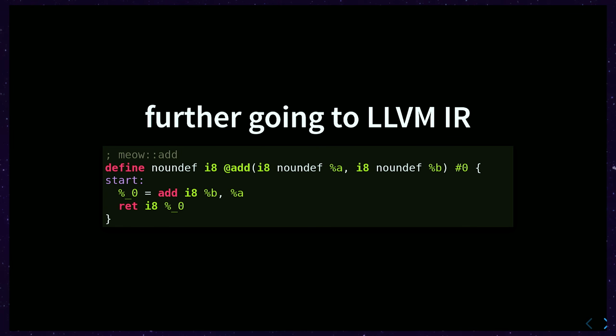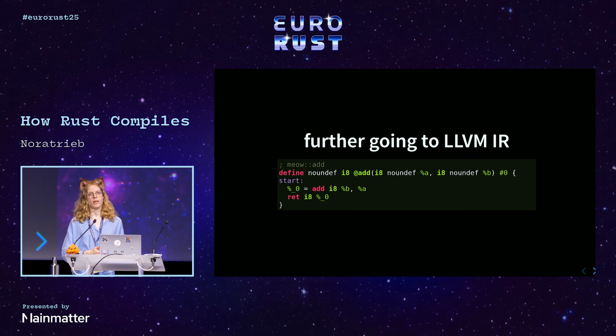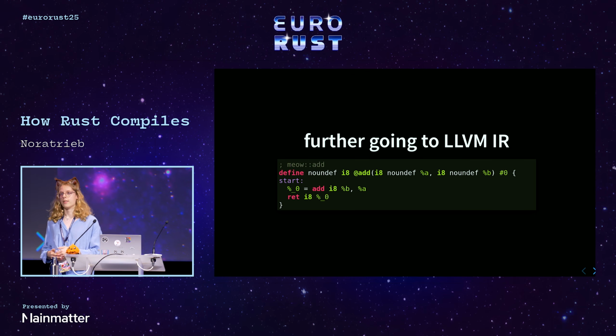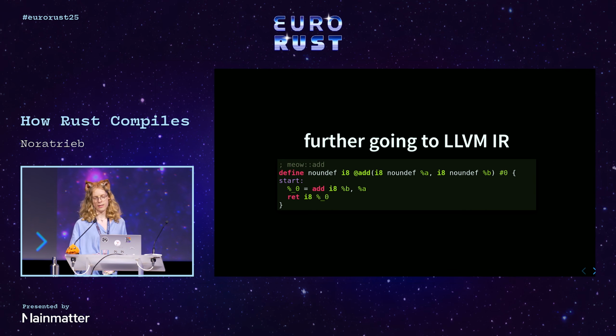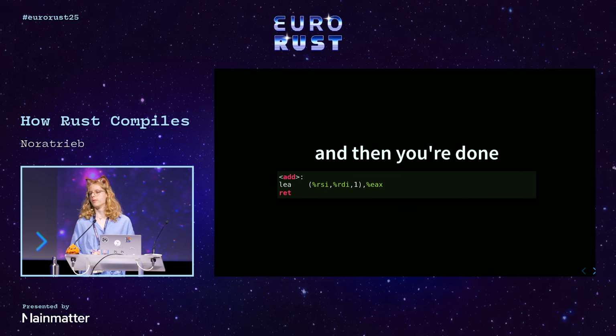LLVM is a code generation backend that's used by many different compilers, for example, rustc, but also Clang, Julia, Swift, and many more. And LLVM takes in this LLVM IR, which it then optimizes in many, many different ways, which is one of the large reasons why Rust is as fast as it is, because LLVM just does all of these crazy optimizations. After that, LLVM will emit machine code, like I've shown here, as assembly.